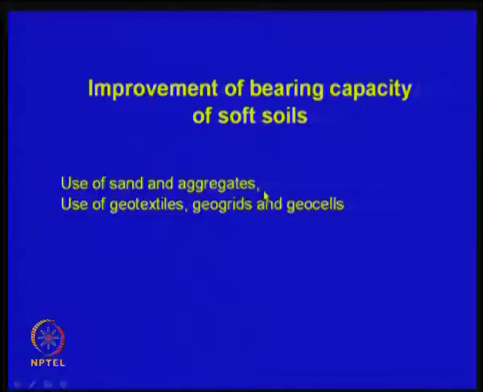That is an assumption that one should normally make. If you are using sand and aggregates, it is fine, but sand and aggregate are actually required. You can't walk on the soft soil, you have to put some loads of sand and aggregate, then only you can do something, because as I just mentioned they distribute the loads, right. So when you are putting sand and aggregate, why do not you put geotextiles, geogrids and geocells there? That is an obvious question.